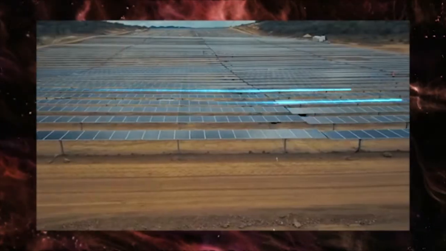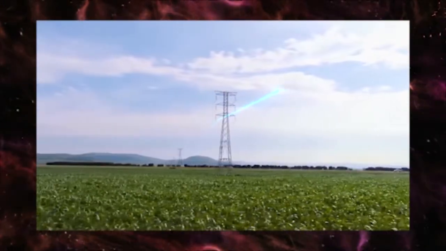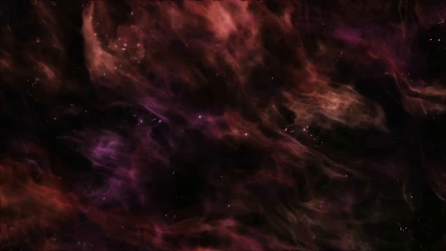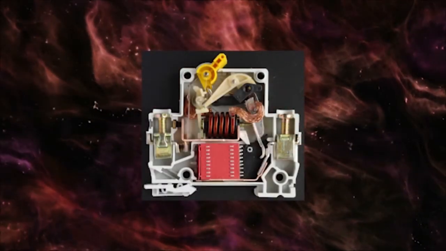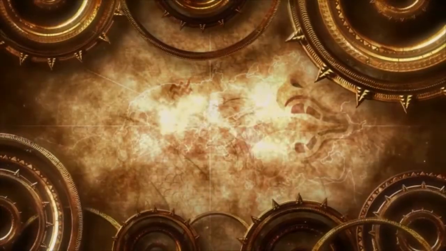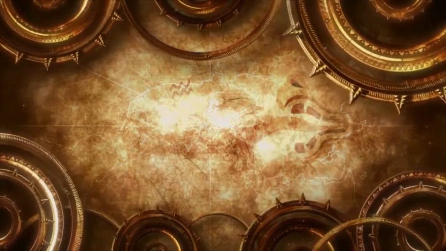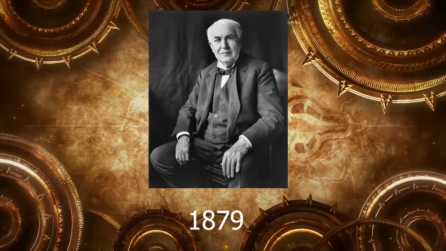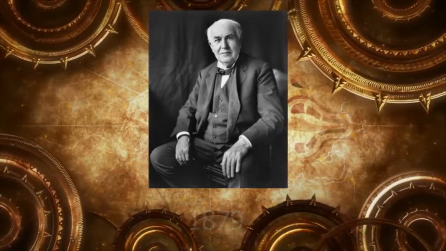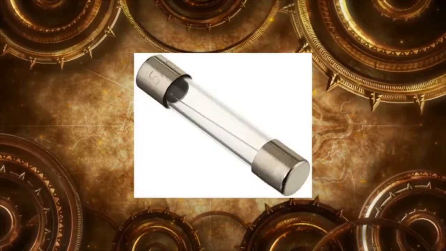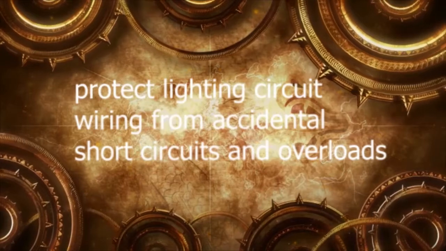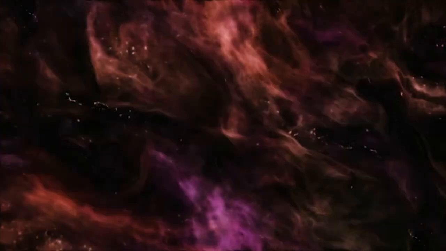All of us live and work where electricity plays a part in everyday life, so more precaution should be taken. One of the main devices is the circuit breaker. An early form of circuit breaker was described by Thomas Edison in his 1879 patent application, although his commercial power distribution system used fuses. Its purpose was to protect lighting circuit wiring from accidental short circuits and overloads.